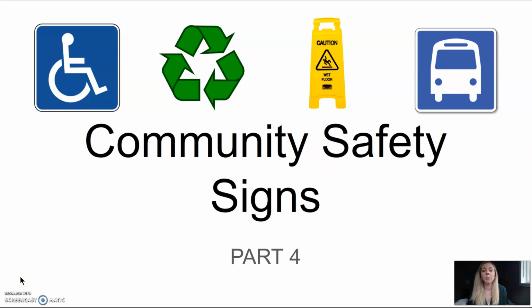Hey guys, so today we're going to be talking about 4 more community signs. We are going to be talking about the International Symbol of Access, or the wheelchair symbol, the recycling sign, wet floor sign, and a bus stop sign.